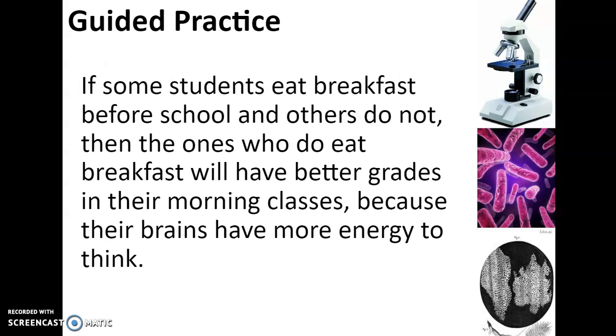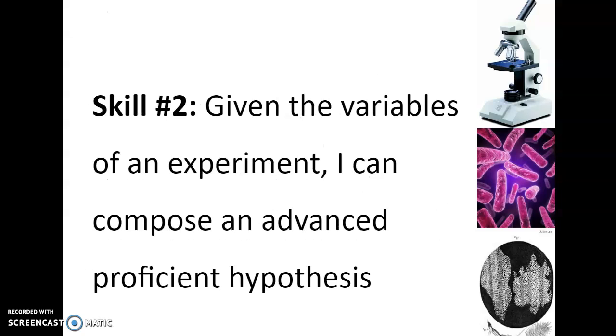Okay, so there are guided practice portions and independent practice portions for skill 1, which you can go through on your own. All you need to do for skill 1 is determine your independent variable, your dependent variable, and your background knowledge. But for now, we're going to move on to skills 2 and 3, just so I can guide you through these.